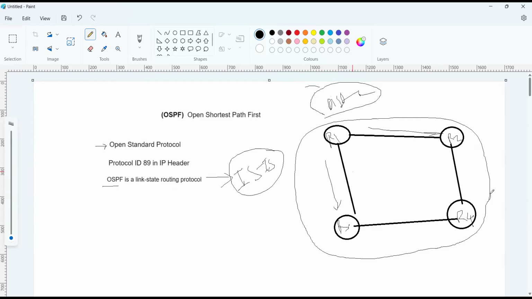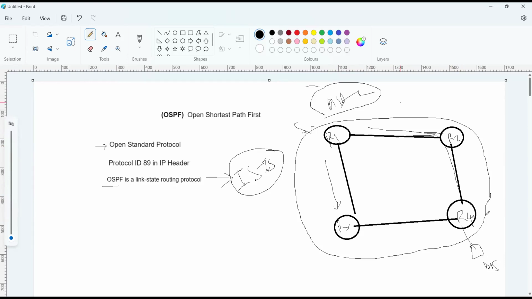Now, if a source wants to communicate with a destination IP address in a distance vector routing protocol, R1 doesn't have the routing information, but R2 has the R4 information, so it communicates via R2. But in a link state routing protocol, the routers have the entire topology information. That is the reason it is a hierarchical design.